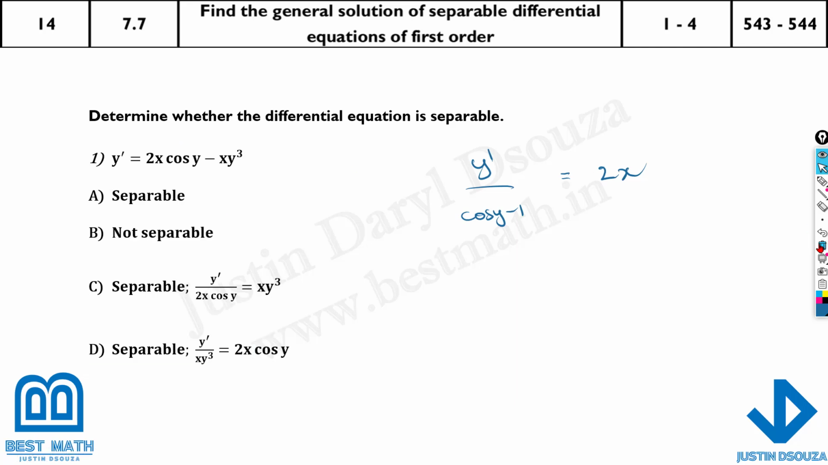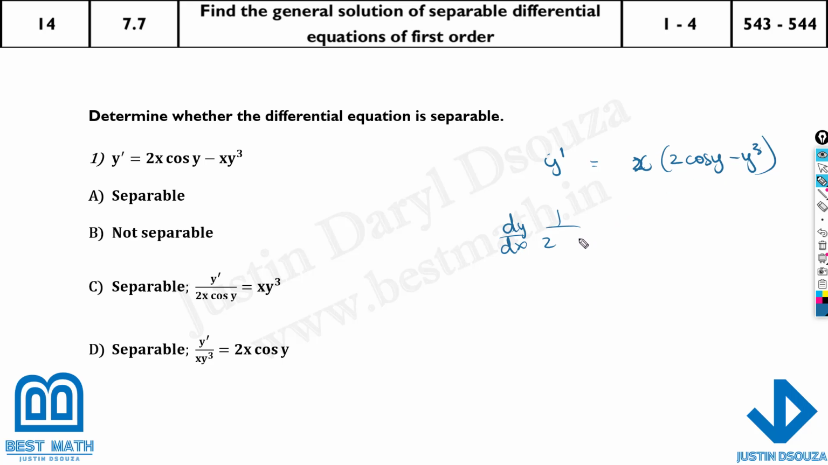And what about this one here? You can write y prime equal to, taking the x terms common out, x times 2 cosine y minus y cubed remaining. But this is not separable. There are two y's in the denominator of y prime. Though there is x, you can't exactly integrate both the sides, because dy by dx, then you have 1 by 2. This is not possible to be integrated, right? If you can integrate it, yes, but this is not separable.